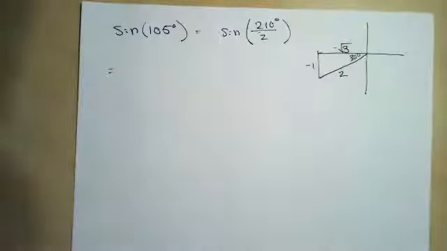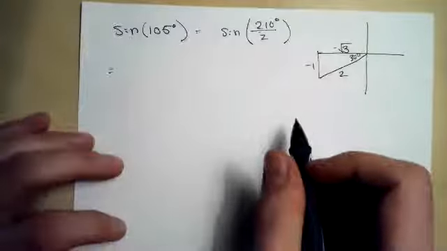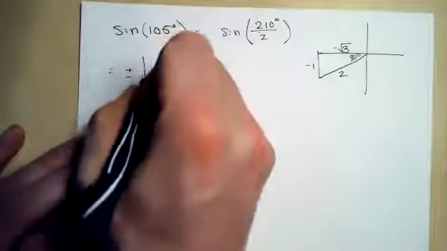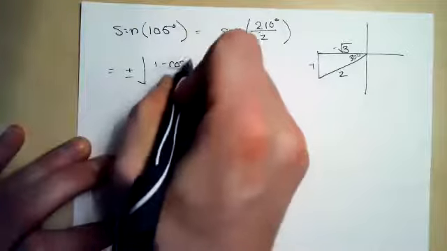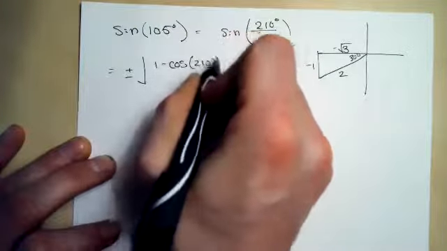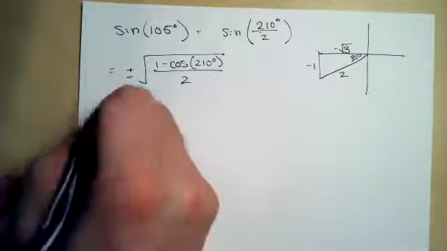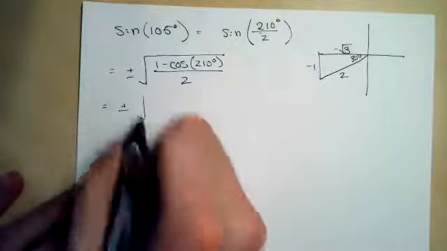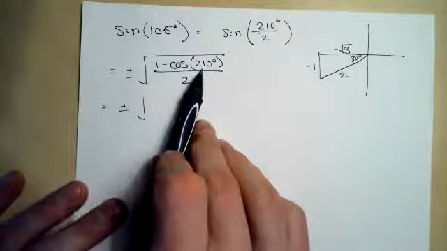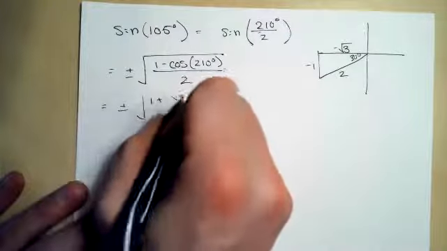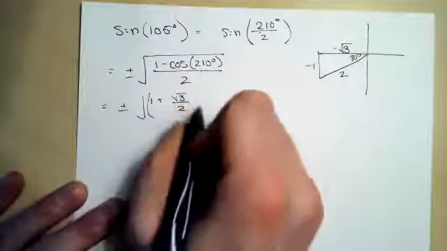Pull up your law of sines and cosines, or your double angle formulas. Those will be given to you. The half angle formula for sine, remember, was plus or minus the square root of 1 minus cosine of 210, all over 2. Cosine of 210 is going to give me negative square root of 3 over 2. And all of that over 2.